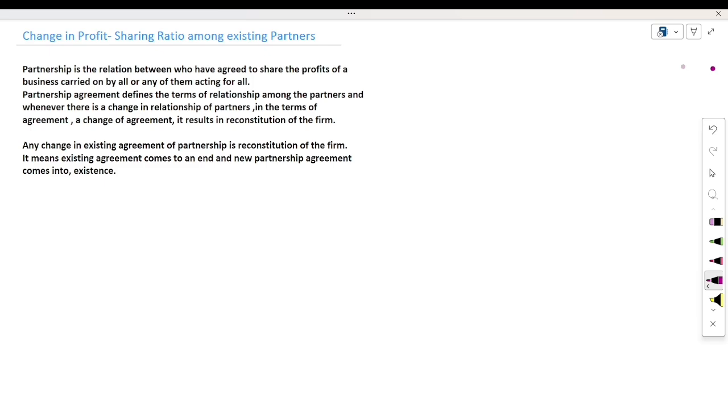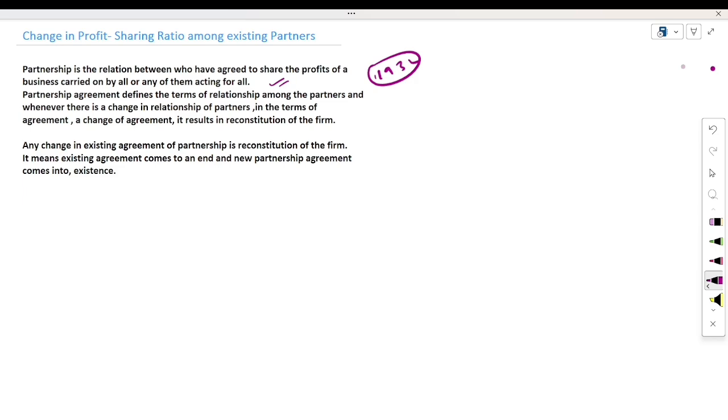Today in this video, we are going to start the new chapter, which is change in profit sharing ratio among existing partners. As you know, we are studying partnership, and what is partnership? Partnership is the relationship between two or more persons who have agreed to share profits of a business, and the business is carried on by all or any one of them. This is the partnership according to the Indian Partnership Act 1932.